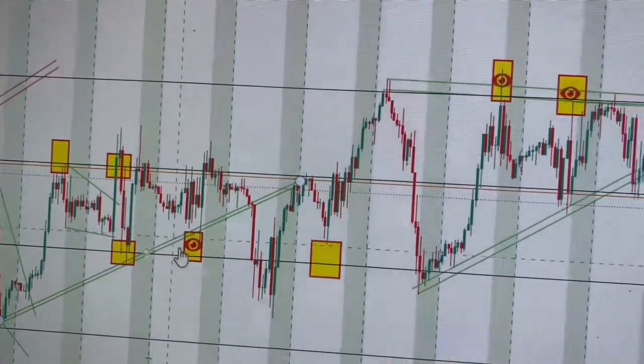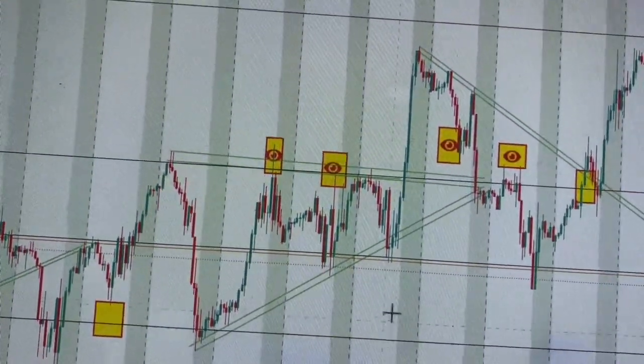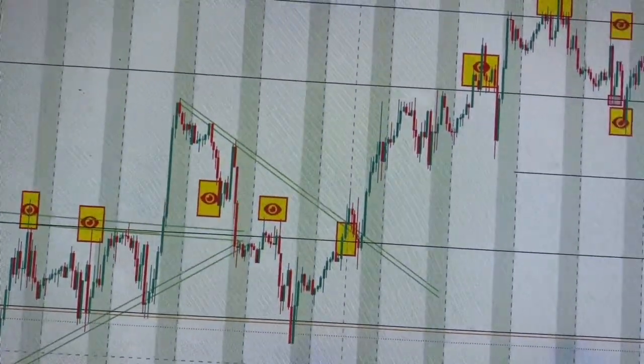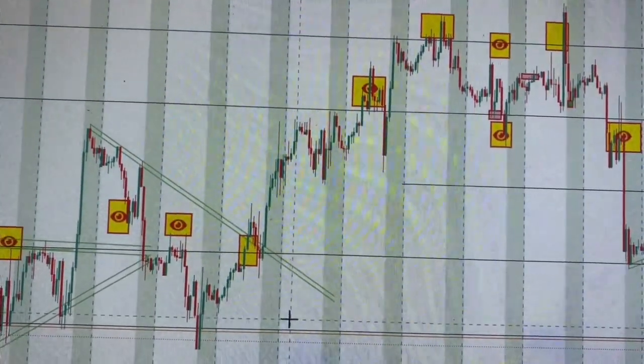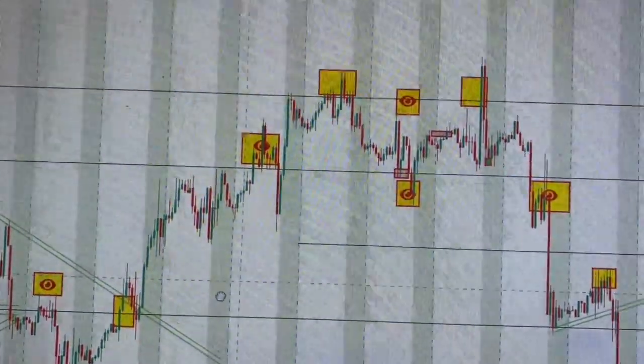So sometimes price actually violates the area of interest and then tests a key level before crashing down. This is how I have been trading for quite some time, and it's one of the best ways to actually trade because it reduces the fear of missing out on the right time to trade.